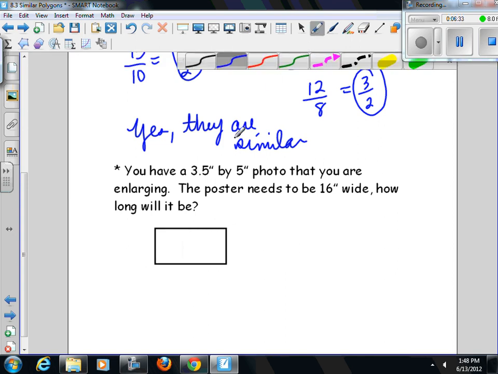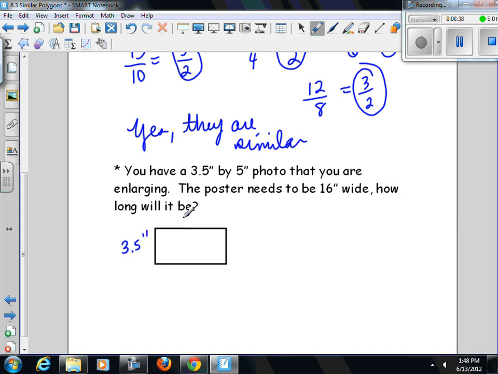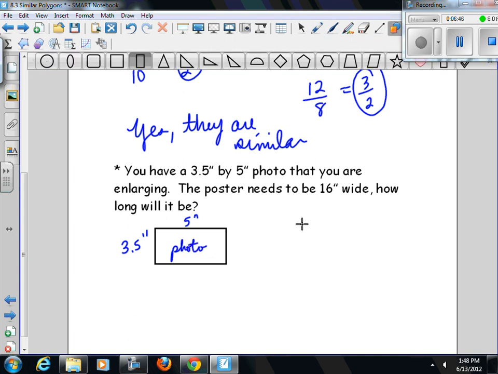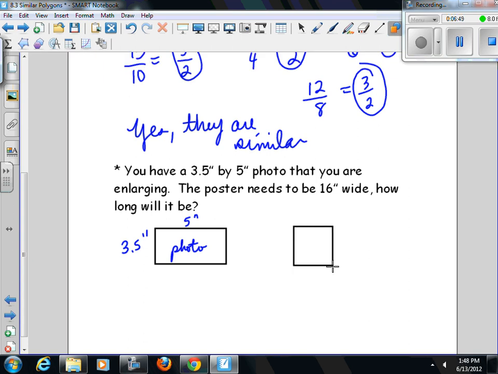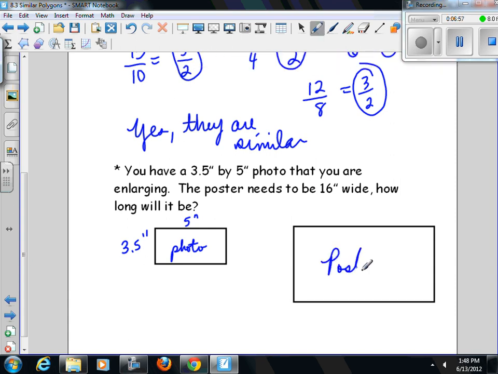We have a 3.5 by 5 photo. So here's your photo. And you need to make a poster, which is going to be bigger. And obviously this isn't to scale, but here's our poster. And the poster needs to be 16 inches wide. So here's your width. And we need to know how long it's going to be. So we're looking for x here for the length.